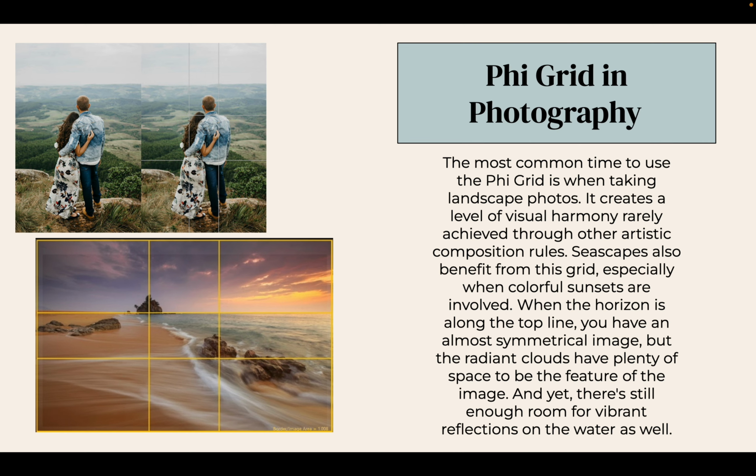So, using the phi grid in photography, most commonly it's used when taking landscape photos. It creates a level of visual harmony rarely achieved through other artistic composition rules. Seascapes also benefit from this grid, especially when colorful sunsets are involved. You can line up the horizon with the top line, and you can have almost a symmetrical image, but the clouds also have space to be a feature of it, and yet there's still enough room for reflections and colors and everything on the water.